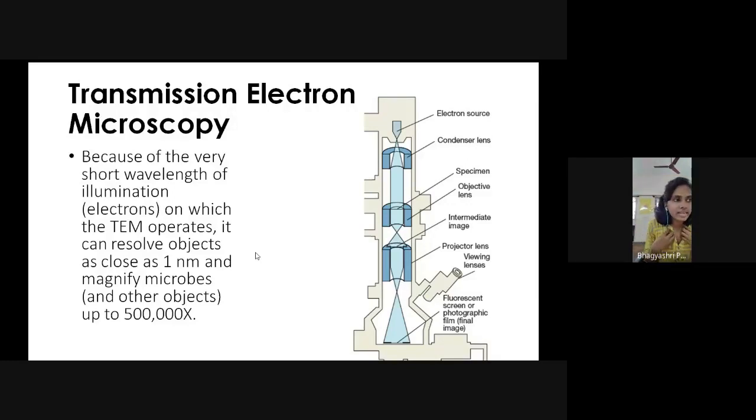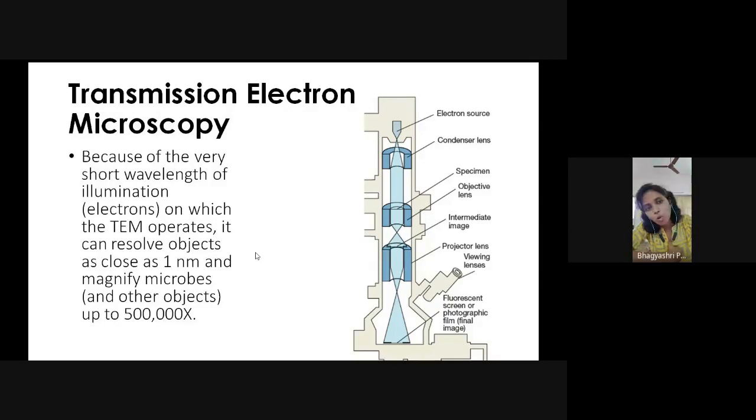As you can see in the diagram, there is one electron source at the top. Normally there is an electron gun kept at the top, and then there is a set of condenser lenses, which vary in size. So whatever electron beam is coming out from the electron source gets converged and directed towards the sample, which is kept in between. It is labeled specimen. It gets converged and transmits through the specimen.